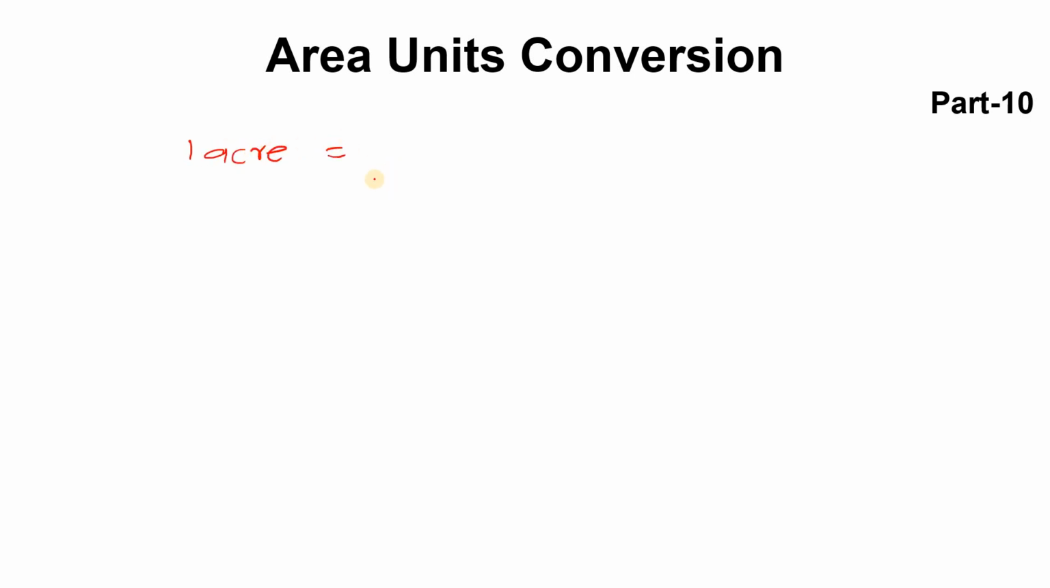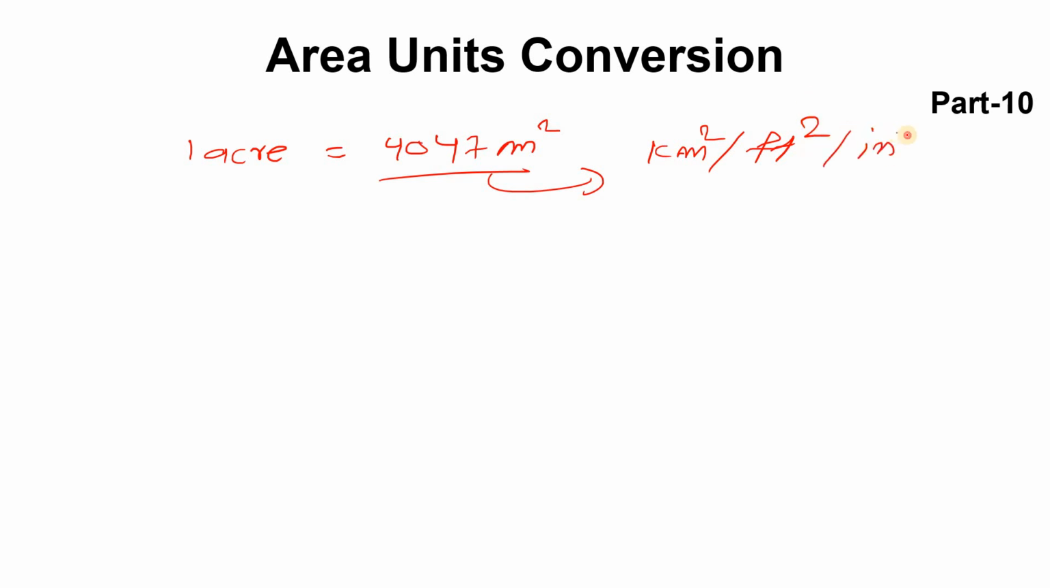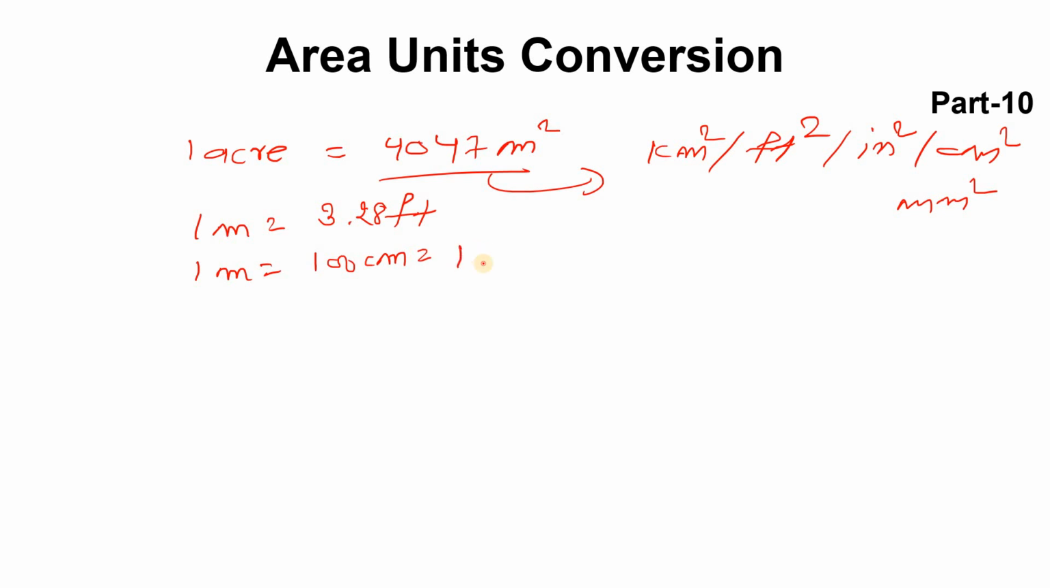1 acre is equal to 4047 meter square. You could convert meter square into kilometer square, feet square, inch square, centimeter square or mm square. How? Simply, 1 meter is equal to 3.28 feet, that we know. 1 meter is equal to 100 centimeter, or 1000 mm, so you could convert into mm square and centimeter square.